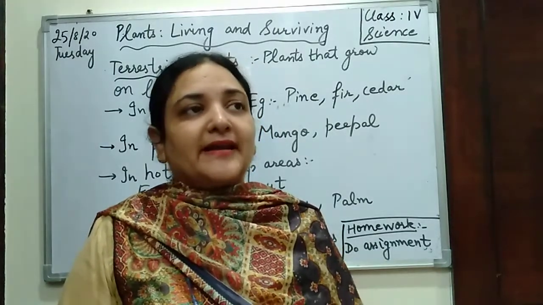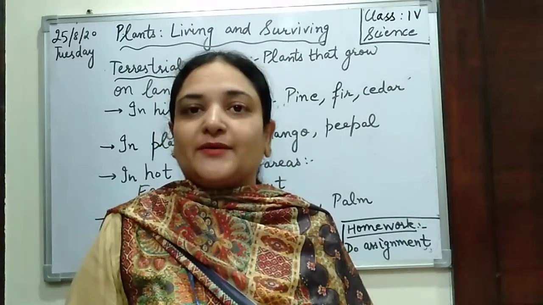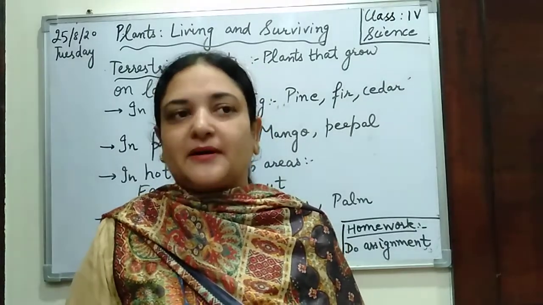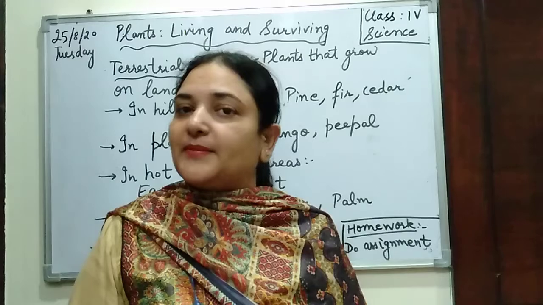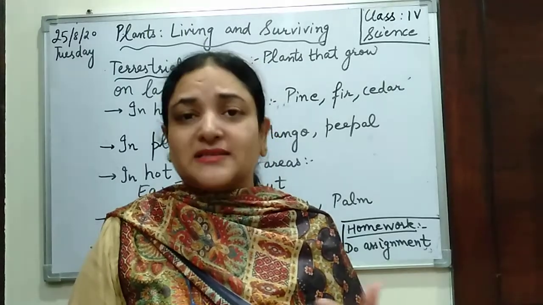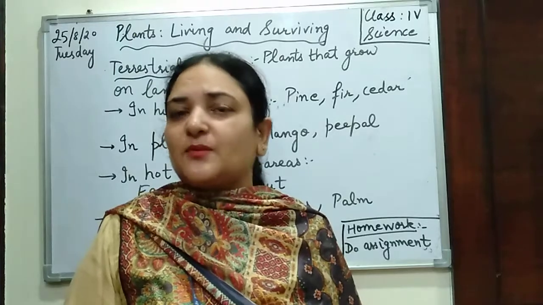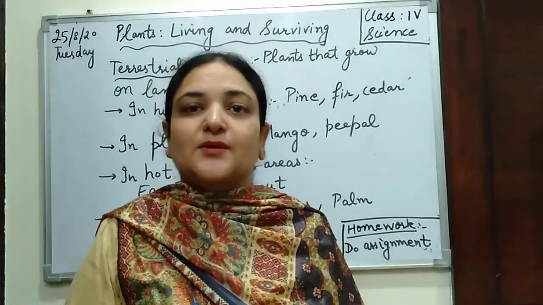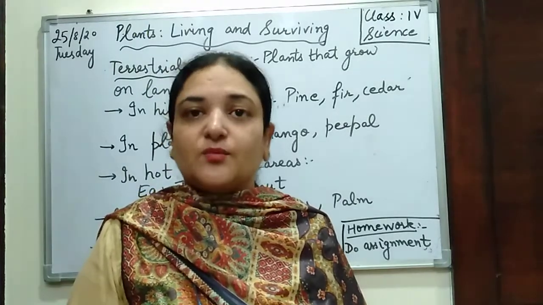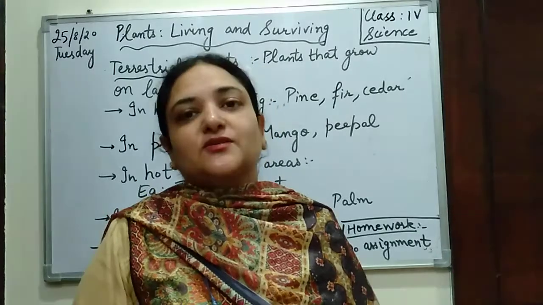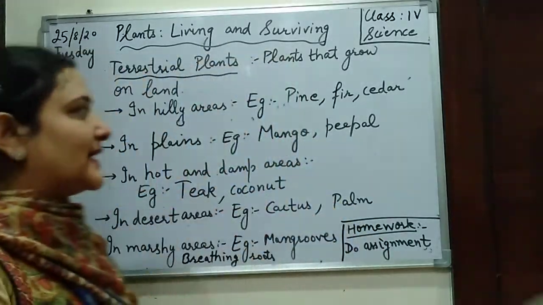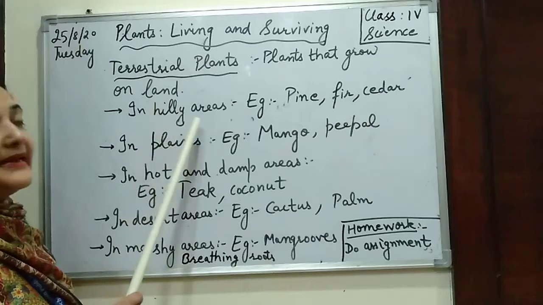live, right? For example, if you're talking about land only, hilly areas हैं हमारे पास, desert area हैं, वहाँ पर plant अलग grow करते हैं. Hot and damp areas हैं, marshy areas हैं. So let us learn some of the features of the plants growing in such type of areas along with the examples, right? So let us start with the first one, that is in hilly areas.